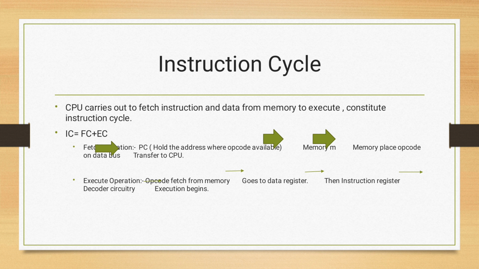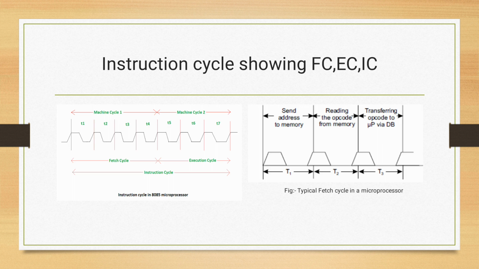During the execution operations, the opcode is fetched from the memory, and after that it goes to the data register, then to the instruction register, and after being sent to the instruction register, it needs to be decoded. That is why it will be fed to the decoder circuitry, and after that the execution begins.